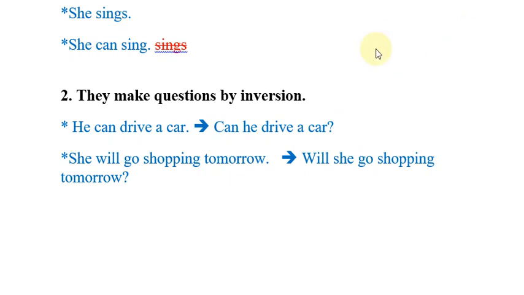Another sentence. She will go shopping tomorrow. You have the helping verb will and the main verb go shopping tomorrow. They're together. When you want to make a question, you say, will she go shopping tomorrow? You place will at the beginning. Then you have the subject, he or she, and then go shopping, the main verb. Now, this is inversion, changing the place of the subject and the helping verb.